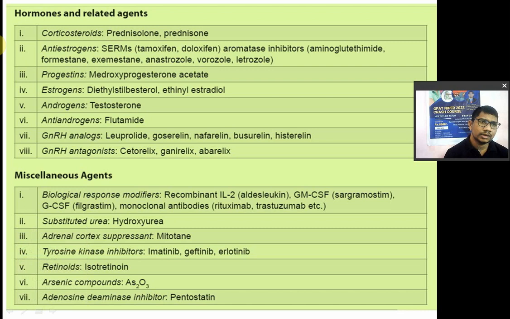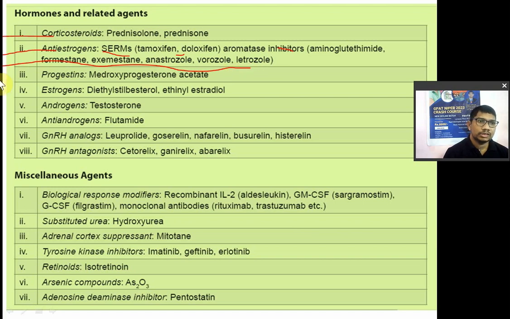So corticosteroids like prednisolone and prednisone. Then dexamethasone is also. Anti-estrogens, in that you have different categories like selective estrogen receptor modulators: tamoxifen, toremifene. Then aromatase inhibitors, in that you have different drugs: aminoglutethimide, formestane, then exemestane, anastrozole, vorozole and letrozole.